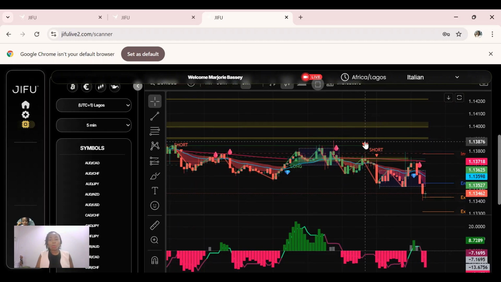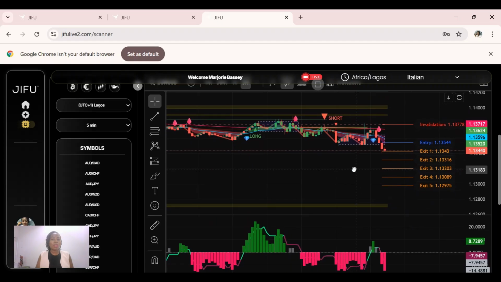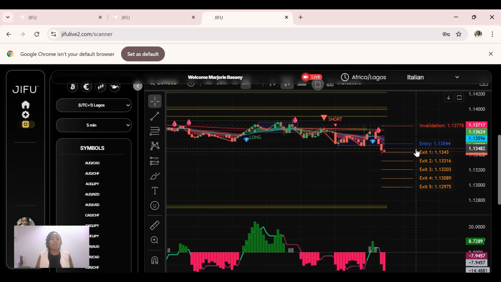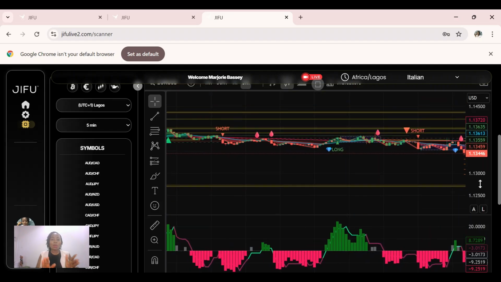So what do you do? You enter the parameters, and then you wait for your exit point. We have 5 exit points. You don't always have to wait for all the 5 exit points. You can take maybe the first or the second exit point, make your money, and wait for another opportunity. Now on the trend wave chart, all these things I'm showing you are confirmation points in the market.